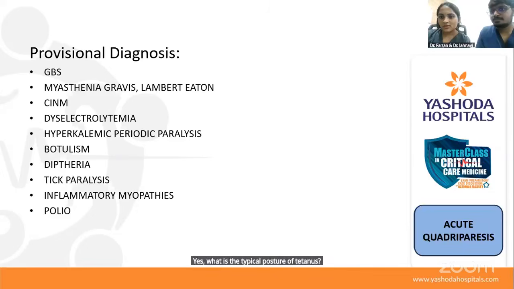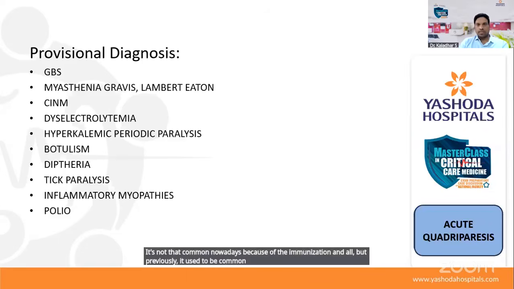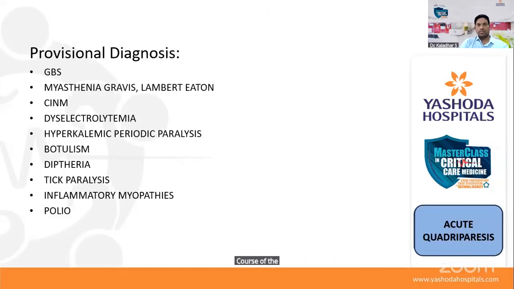Opisthotonus. It's not that common nowadays because of immunization, but previously it used to be common. Still there are some sporadic cases that come, but it is most of the time a devastating illness. The course of the disease is very bad, the mortality is very high, but still sometimes we have to keep this in mind.